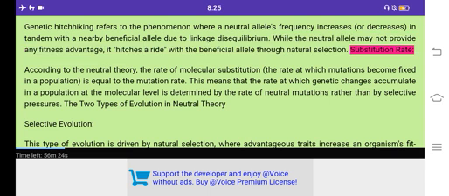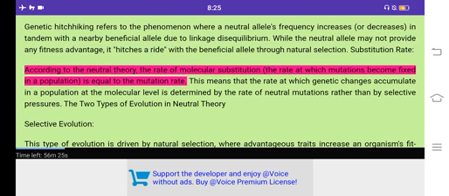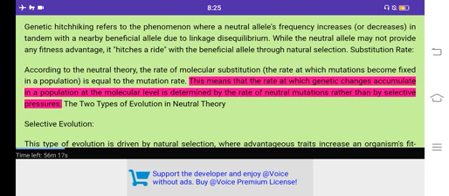Substitution rate. According to the neutral theory, the rate of molecular substitution, the rate at which mutations become fixed in a population, is equal to the mutation rate. This means that the rate at which genetic changes accumulate in a population at the molecular level is determined by the rate of neutral mutations rather than by selective pressures.